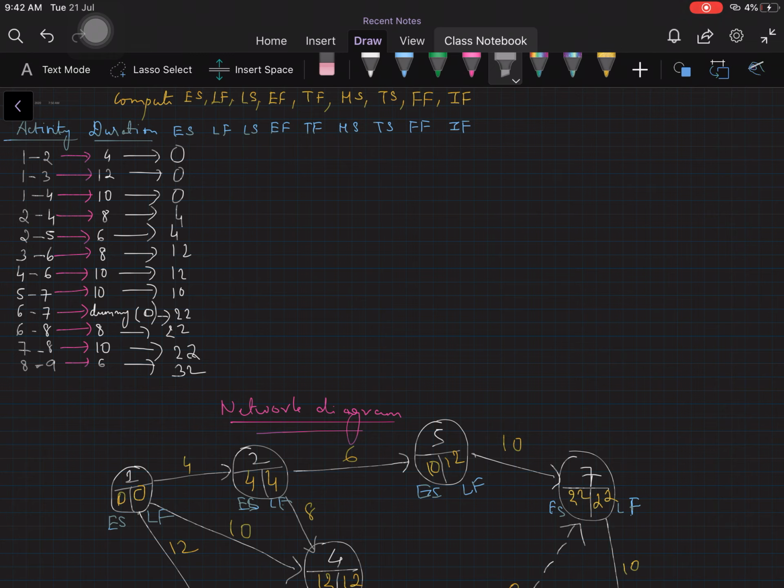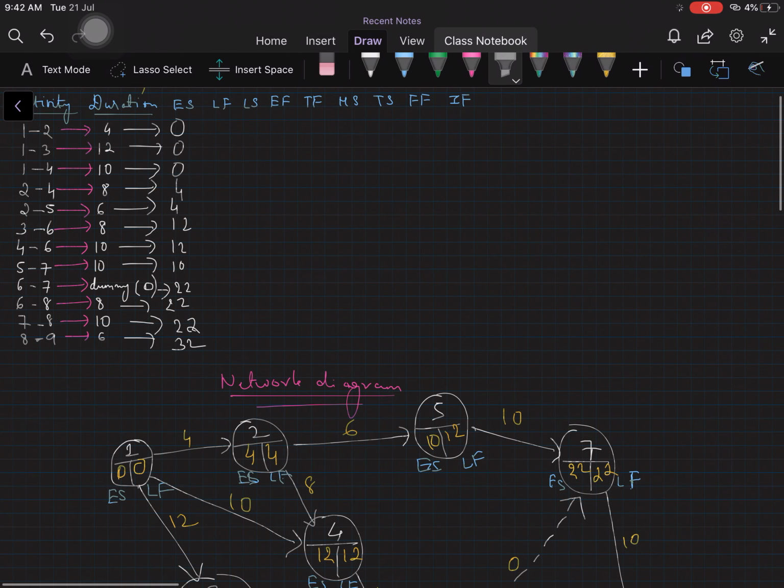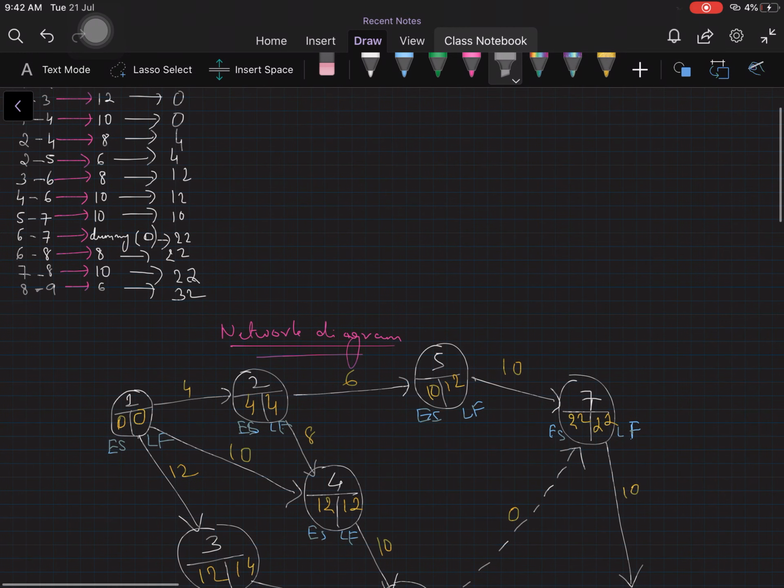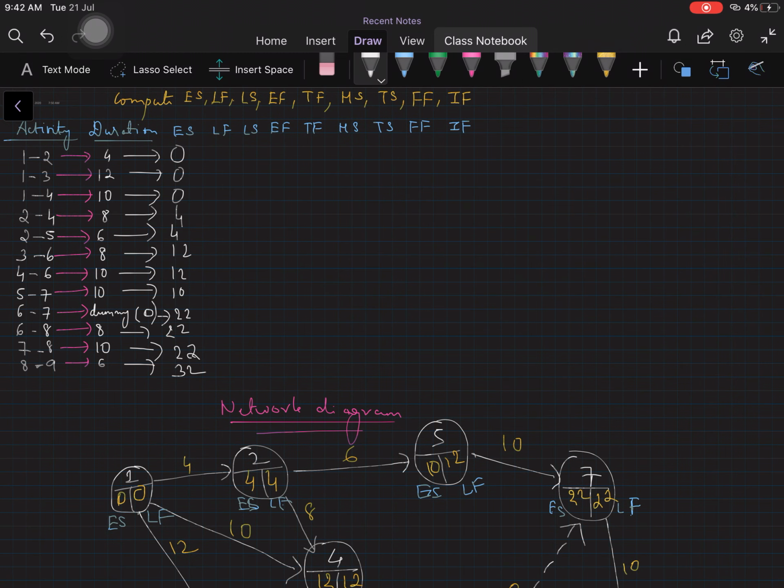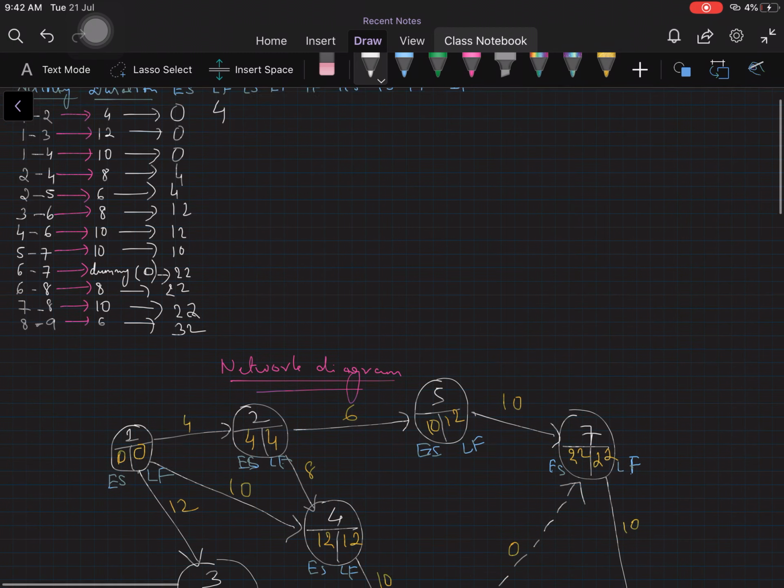Now for late finish, you will go by this. For late finish, you will go by the ending event of every activity and get the late finish of the ending event of each activity. So 1 to 2 ends at 2. So 2's late finish, you go to 2, where is late finish? So late finish is 4. So we will write 4 there. Then 1 to 3, 3's late finish is 14.